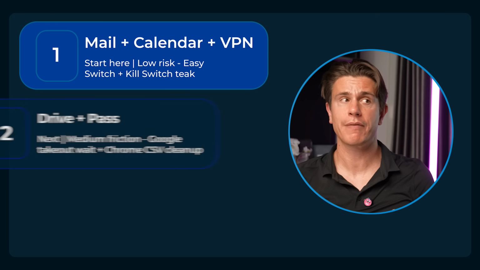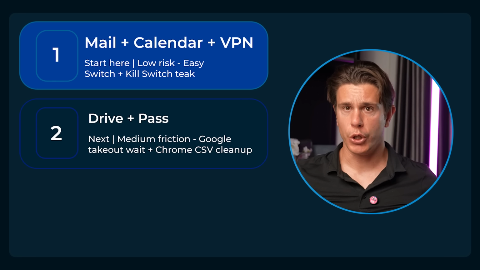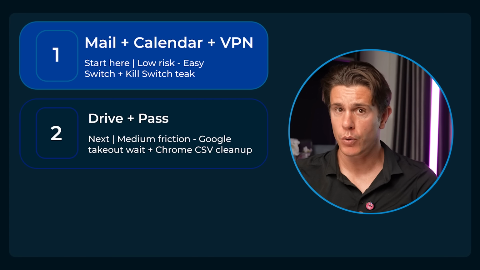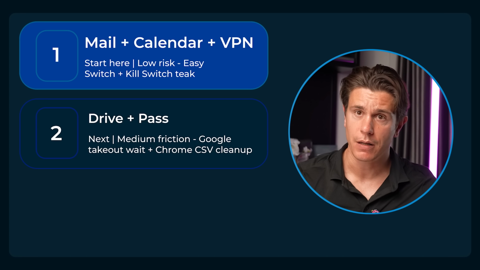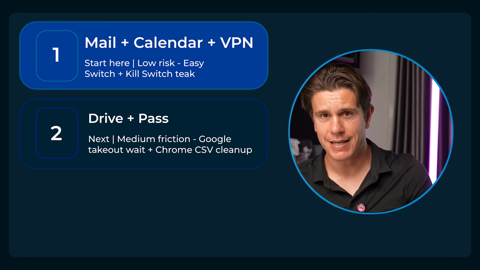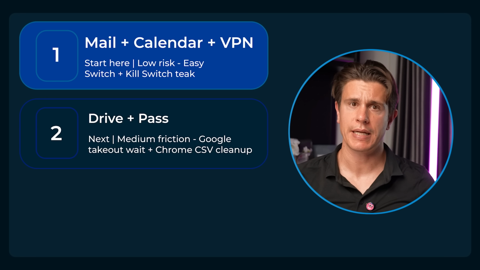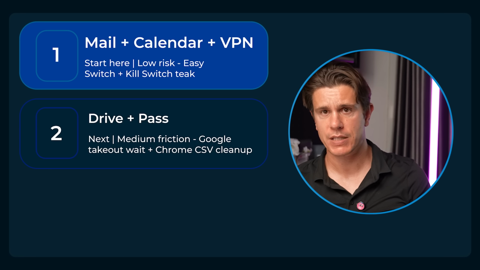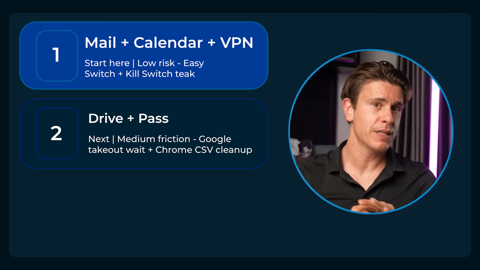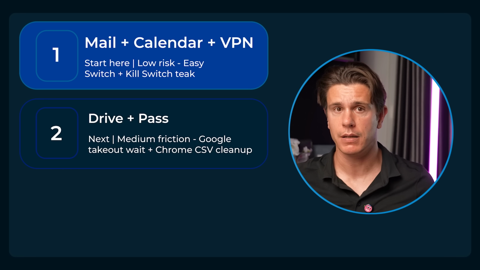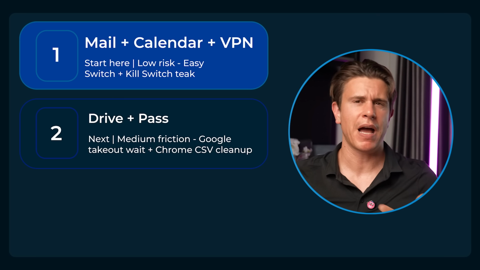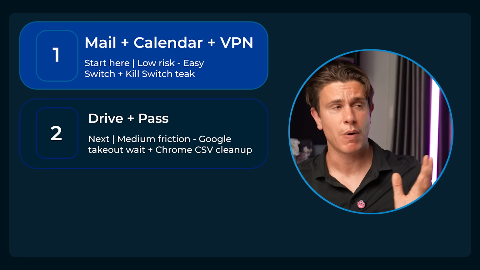Stage 2, Proton Drive and Pass next. This one's a bit more work because you're moving years of files and photos. Do the Google Takeout for photos, wait for Google to email all those files, all those photos to you, the zips, then set up the Drive desktop app and pick which folders you want syncing. And then for Pass, export your passwords from Chrome to a CSV, drag it into Pass to import, and then delete that CSV from your desktop immediately, like I warned you about, and leave the originals up on Google for, say, 30 days as a safety net before you actually wipe anything.